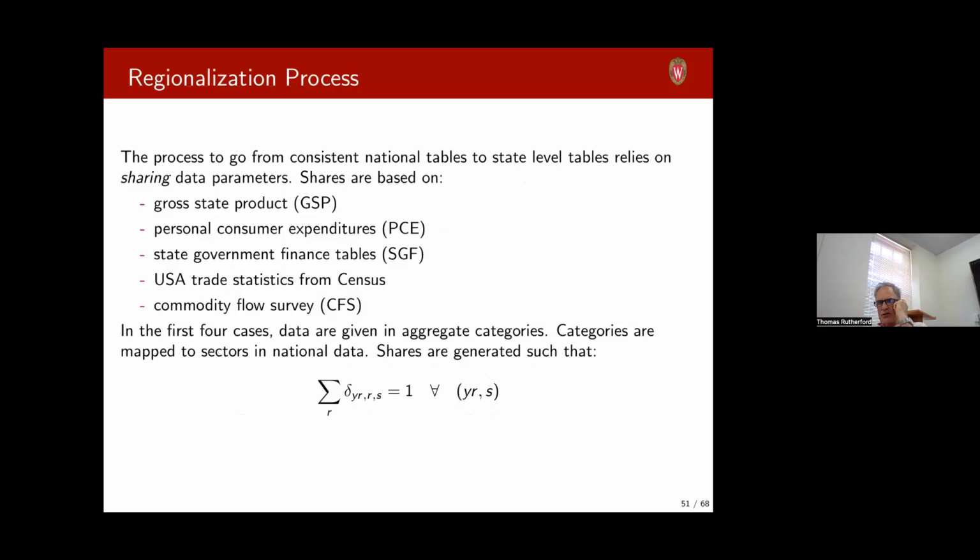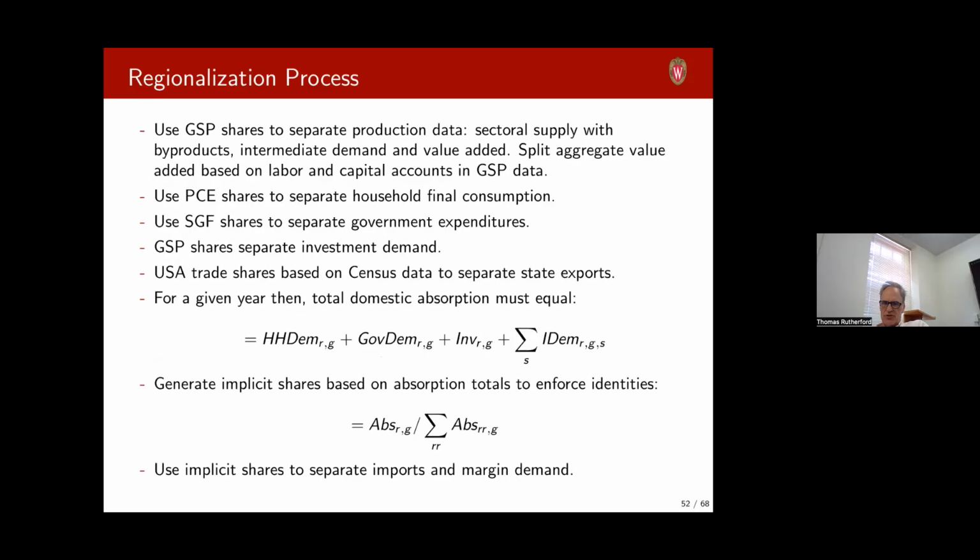So the regionalization works from state level tables that share out gross state product, personal consumer expenditures, state government finance tables, and USA trade statistics. So a variety of things. If we worked a little bit on the trade, the current version that we're releasing is one that basically has a pooled national market, but we've made a couple of different passes through, and you can download earlier versions to try to look at other sources for bilateral trade flows.